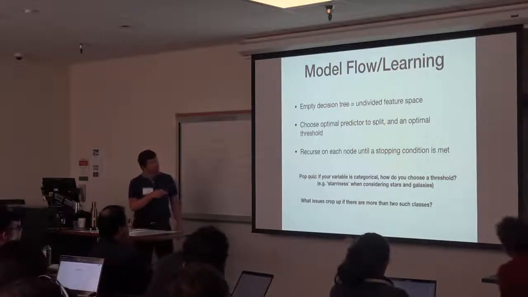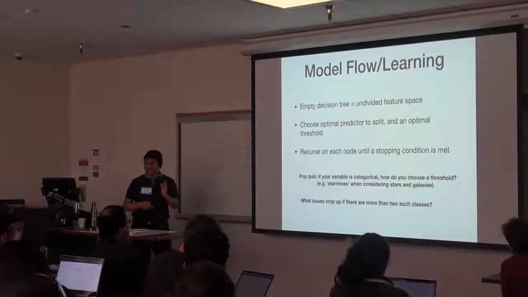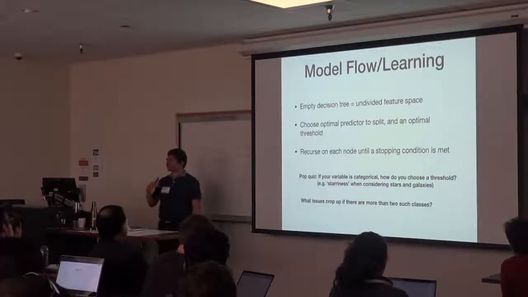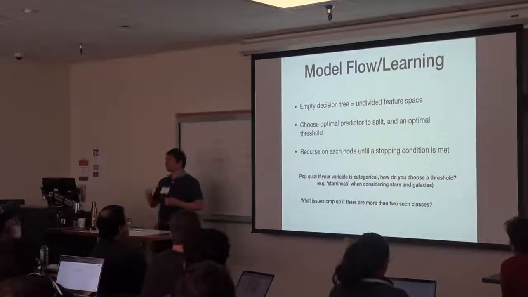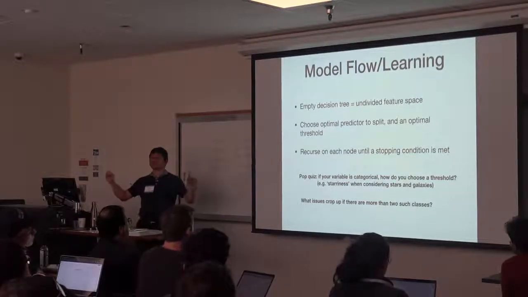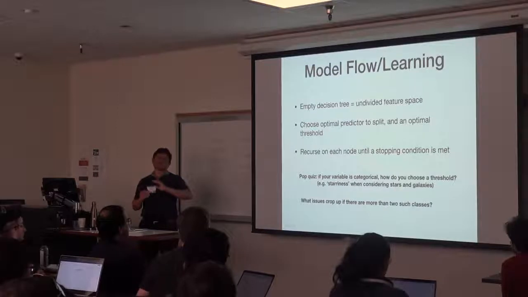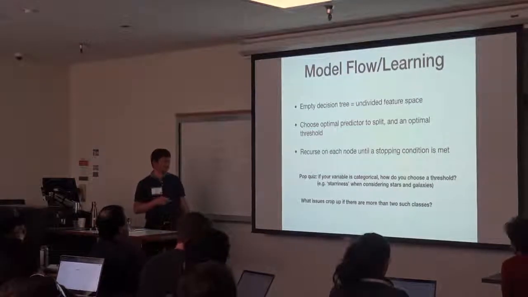So you should choose an optimal predictor to split and an optimal threshold. So the predictor itself and its threshold. Then you recurse on each node until a stopping condition is met. Having a stopping condition is important, because you don't want each object to go into its own leaf. That is where you can be certain that you have been overtraining things, right?